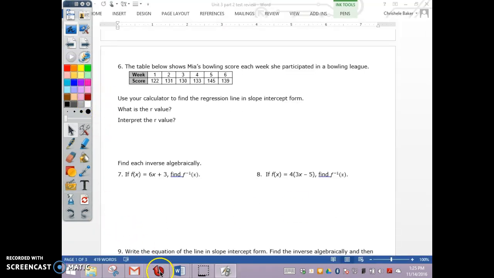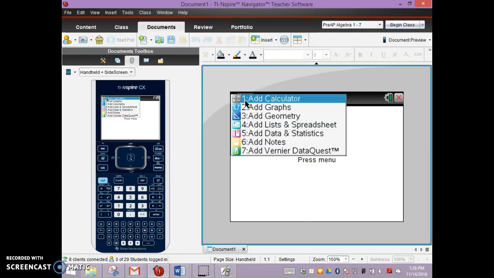The next one I'm going to need my graphing calculator for. Oh, hang on just a second. The table below shows Mia's bowling scores every year when she participated in the bowling league. So on my home screen, why aren't you working? Hello? Oh, now it's frozen. Great. Hang on a second. All right, there we go.